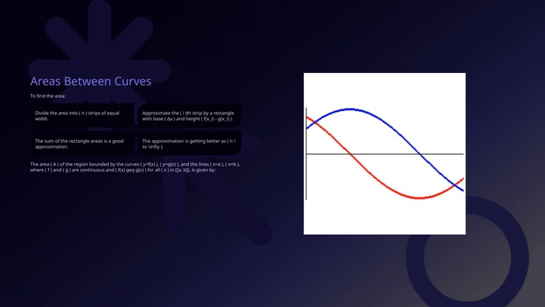This difference gives us the vertical span of each rectangle, representing the space between the two curves at that particular point. The total area of the region bounded by the curves y equals f(x) and y equals g(x), and the lines x equals a and x equals b can be found by summing up the areas of all these rectangles. Because the functions are continuous and f(x) is greater than or equal to g(x) over the interval, this sum of rectangle areas provides a good approximation.